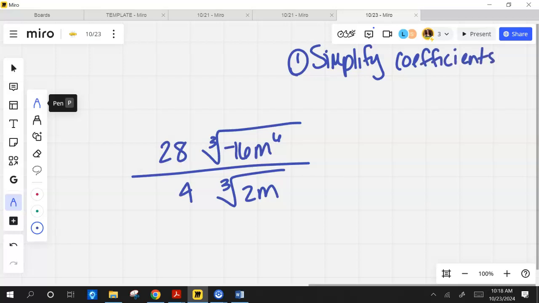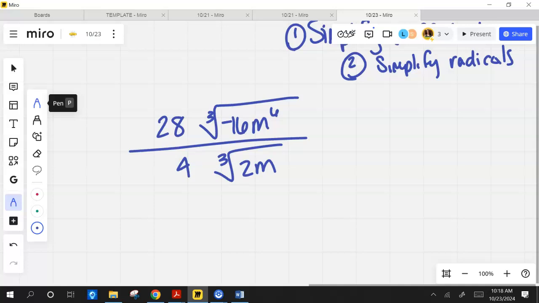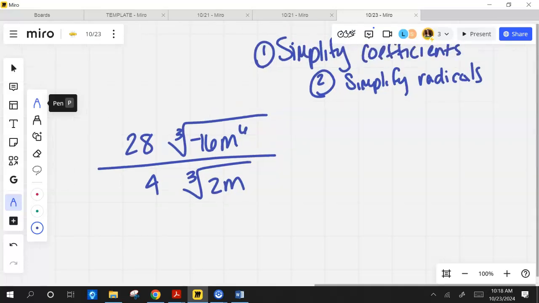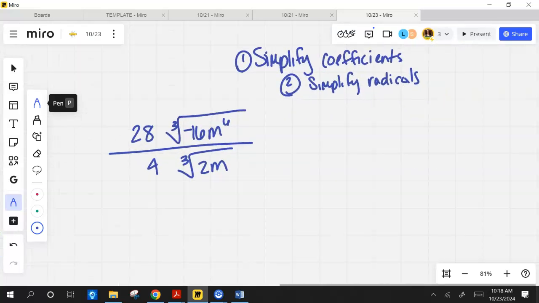Simplify the coefficients first, then simplify the radicals. So somebody said 7, and they're absolutely right. Simplify the radicals. So 28 divided by 4, you're right, is 7. And now what I'm going to do is make these under the same radical here and just simplify them.